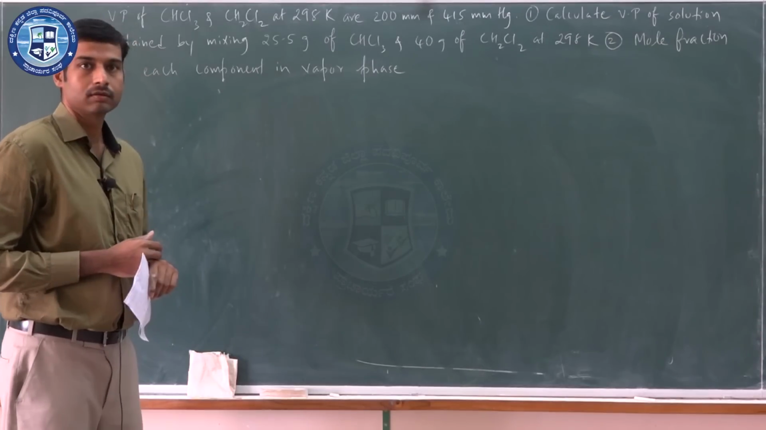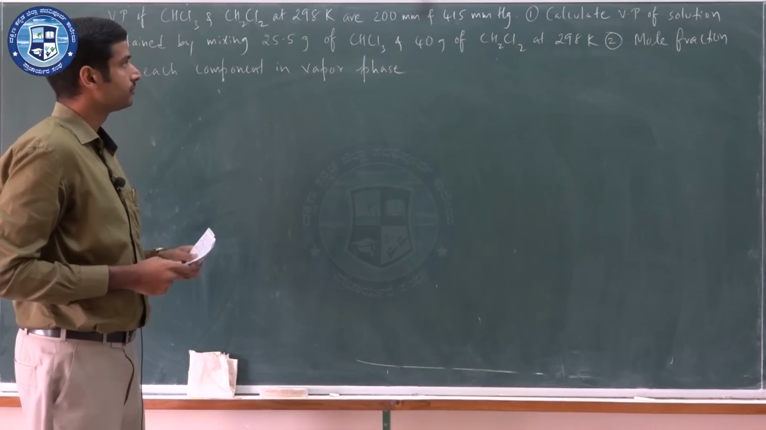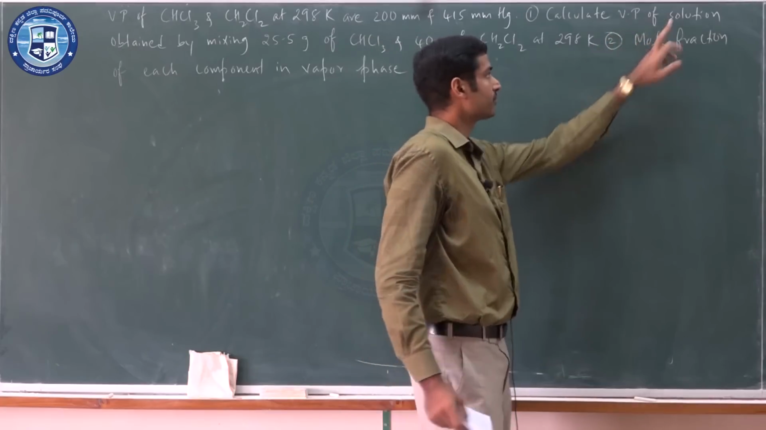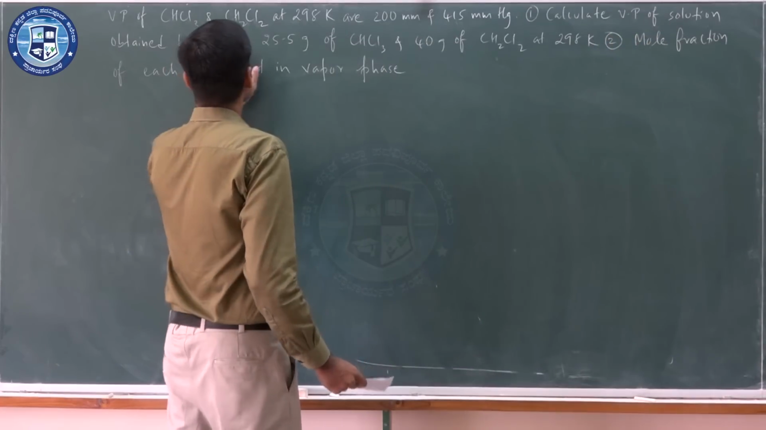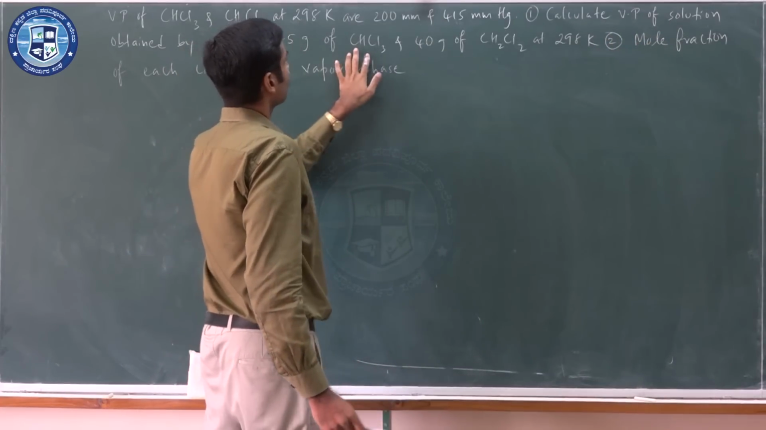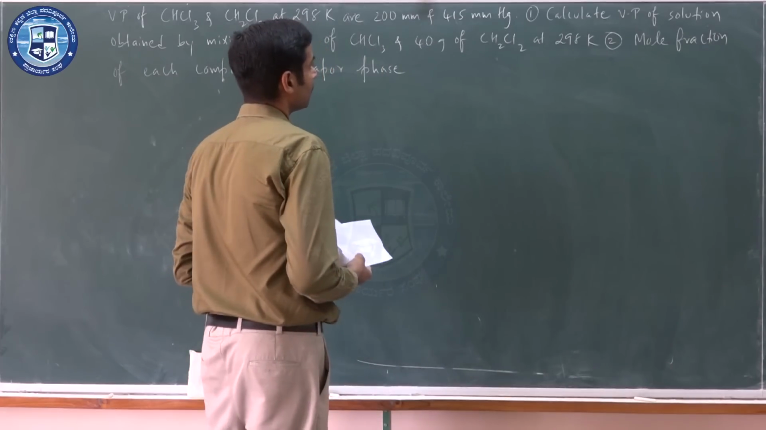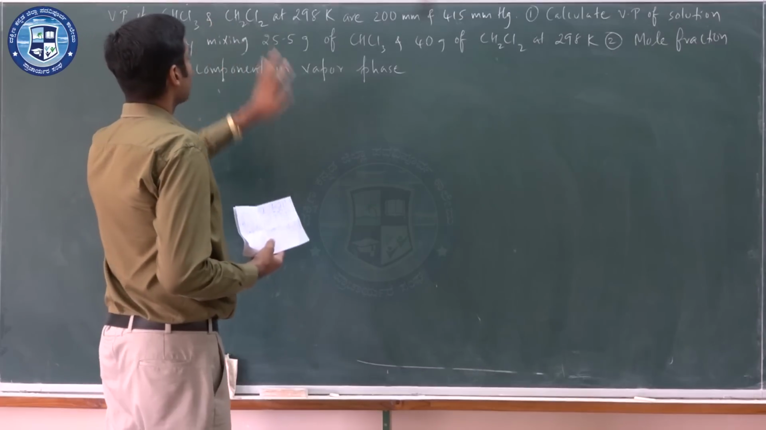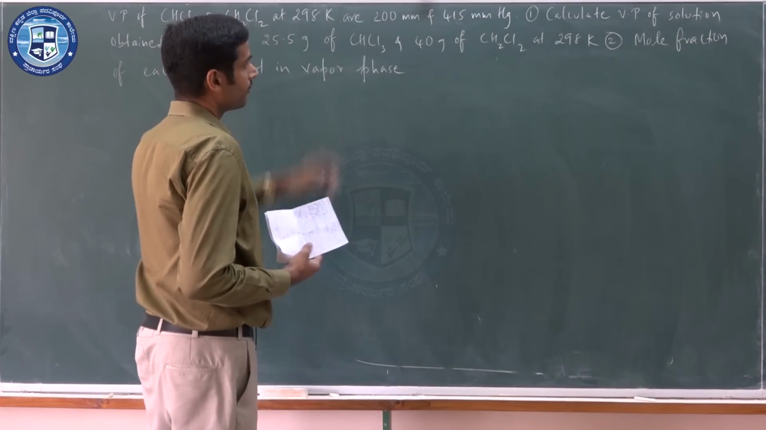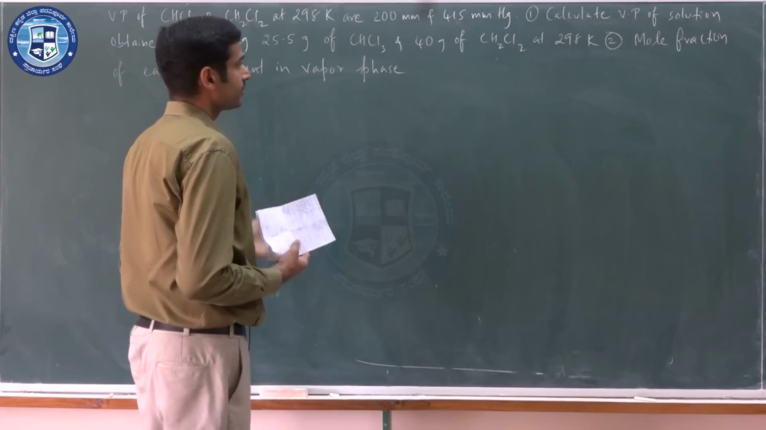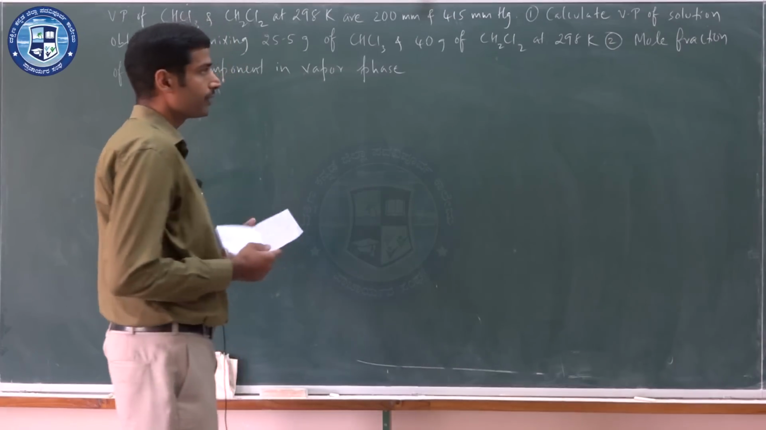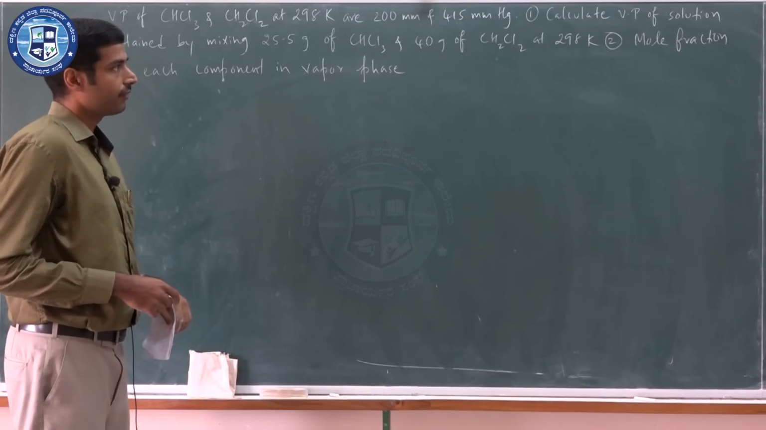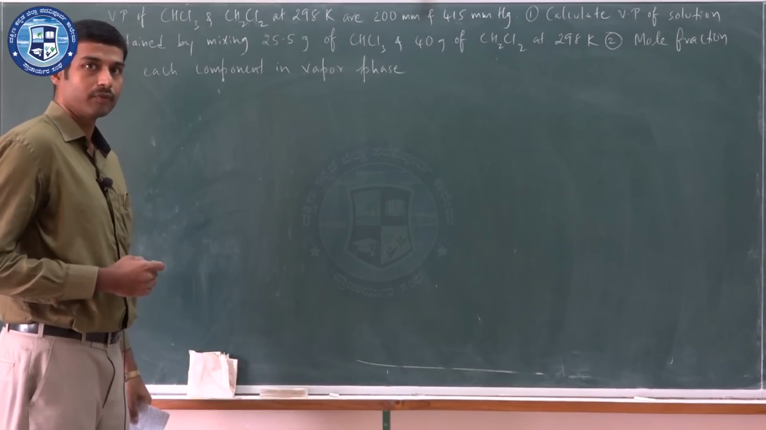There are two sections in this particular problem. In the first section, we have to find out the total vapor pressure of a solution obtained by mixing a particular amount of chloroform and a certain amount of dichloromethane. The vapor pressure of pure chloroform and dichloromethane are given. In the next section, you have to find out the mole fraction of each component in the vapor phase. First, let us find out the total vapor pressure.